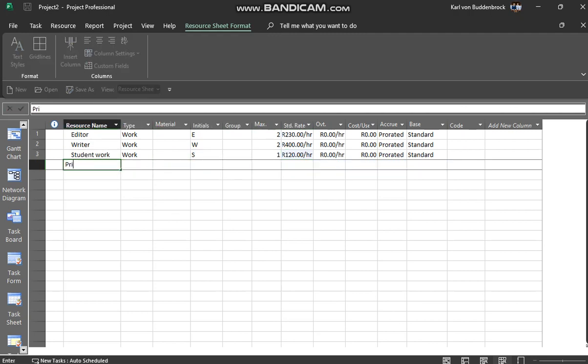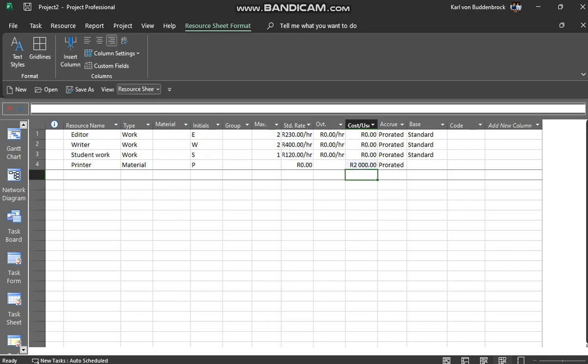Now I'm adding the printer. Printer, a material resource. That's a machine, not a person, okay? And usually we cost our material resources at a cost per use. Although you could work out a standard rate, say per hour, on a parametric estimation, but really cost per use is the best. So you will work out the hire of the printer for a day cost, let's say, 2,000. Okay, there we go. And there could be others.